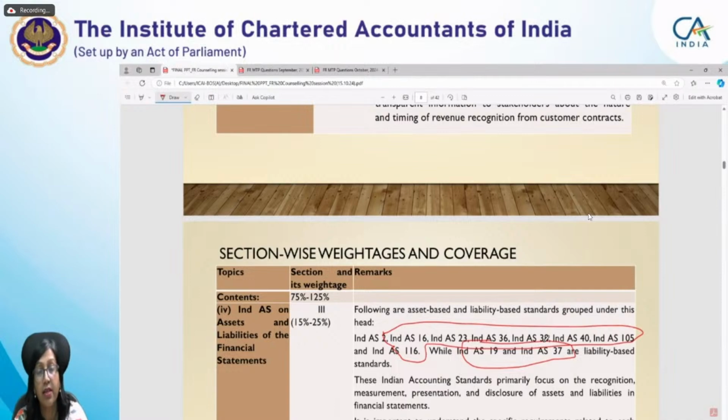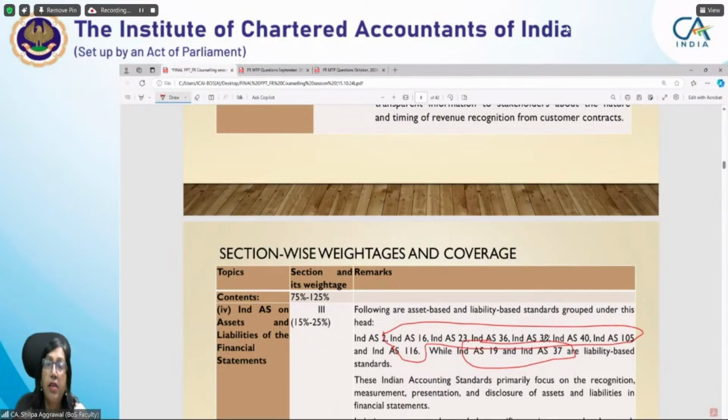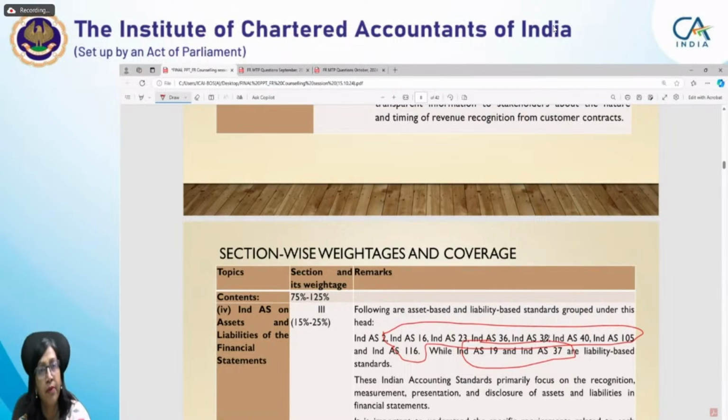What I meant to say is that because we are having a good number of standards in this particular section, to maintain the coverage and to avoid selective study, more than one question will be asked from this section. And because we are having 10 standards, definitely the weightage of this section is also high. The weightage is 15 to 25%. Because of that, you have the scope of being tested on more than one standard.